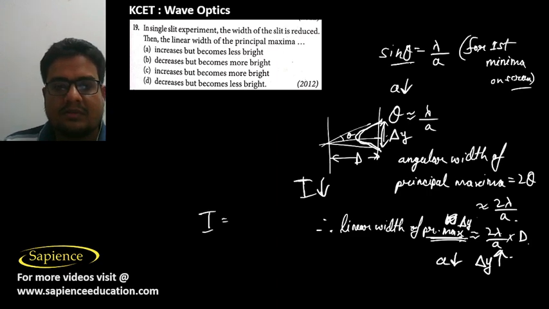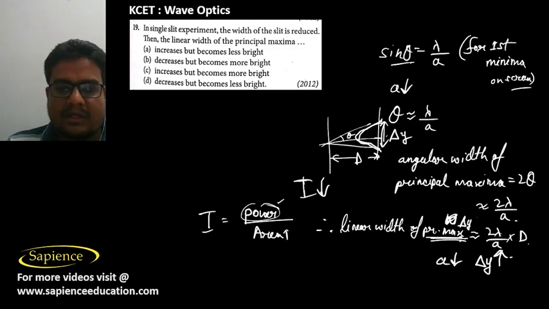But its intensity will decrease, since intensity is equal to power by area. Since the power is constant, when the area of the central maxima increases, the intensity has to decrease. So the linear width increases but becomes less bright. So option A is the correct answer.